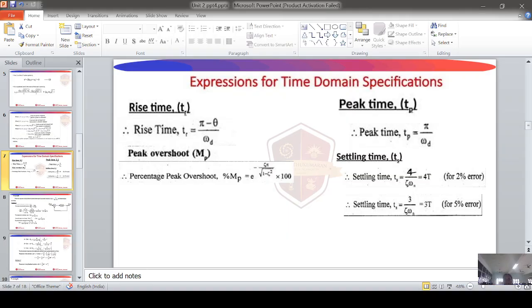Then settling time. Settling time is the time taken for the response to remain within the specified error band, usually plus or minus 2% or plus or minus 5%. It indicates when the system becomes stable. Ts is equal to 4 divided by psi omega n for 2% error, and Ts is equal to 3 divided by psi omega n for 5% error.